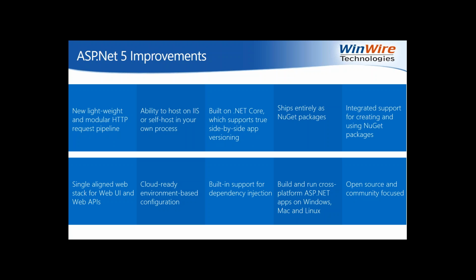As I talked about, you have the ability to host it on IIS, or you can self-host it on your own process. And this is built on .NET Core, which supports true side-by-side app versioning. What that means is, when you build an ASP.NET 5 application, you can target it to run on .NET Framework 4.6, which is the full version, or you can also target it to run on .NET Core. And you will know what features will work and what features will not work on .NET Core. So when you're building the applications, you can target multiple platforms, and then it can run depending on what version of .NET Framework you're using when you actually deploy it.